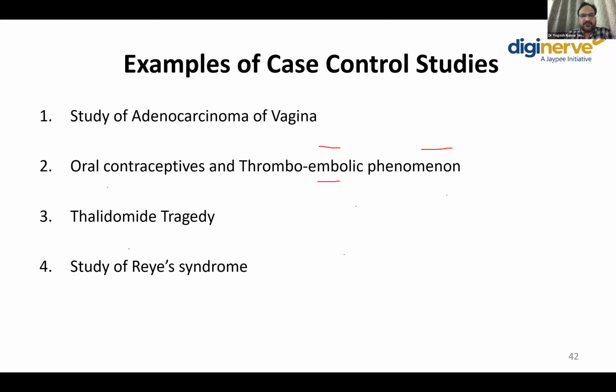Then some examples of case control studies: study of adenocarcinoma of the vagina, an important one; oral contraceptives and thromboembolic phenomena; the thalidomide tragedy; and study of Reye syndrome. These are examples of a few important case control studies, important for NEET PG.